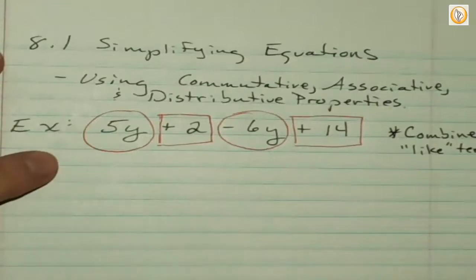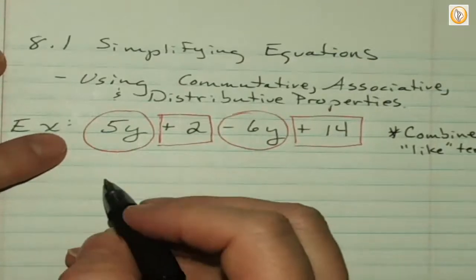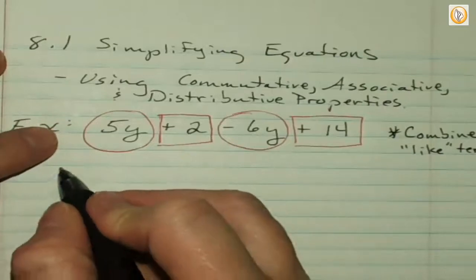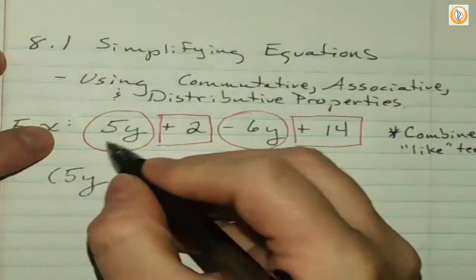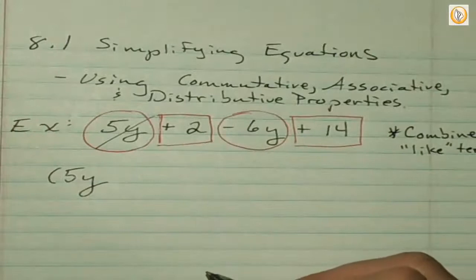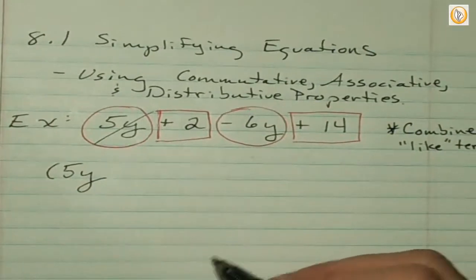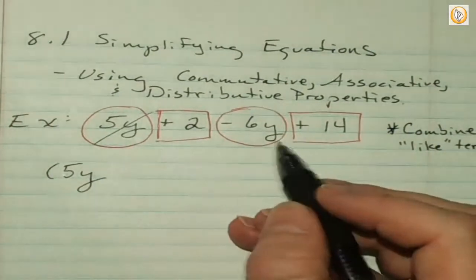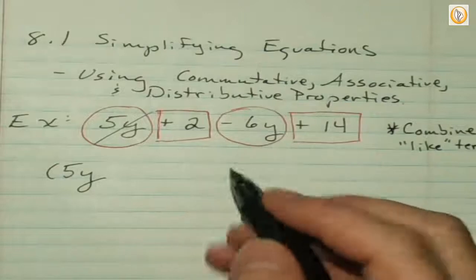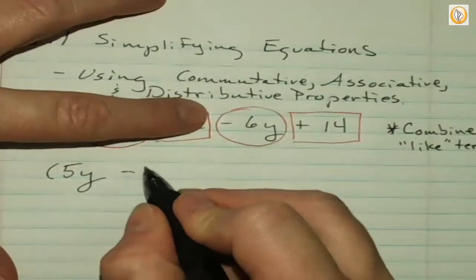Okay, now we're going to combine those terms. Watch what I do. I'm going to do 5y, and I'm crossing it out. If you remember, we cross it out so we make sure we don't miss anything. Okay, minus 6y.